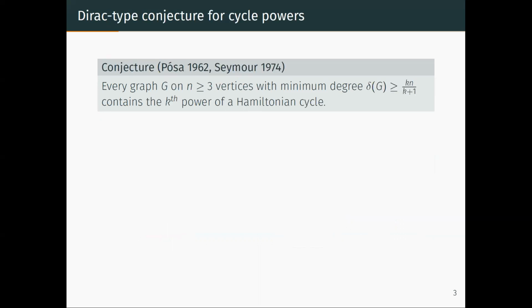Böttcher and Seymour made the following conjecture: every graph with minimum degree at least kn over k plus 1 contains the kth power of a Hamiltonian cycle. Note that if you put k equals 1, that's basically Dirac's theorem, because the first power is really essentially doing nothing.